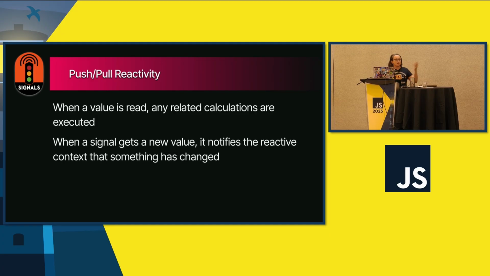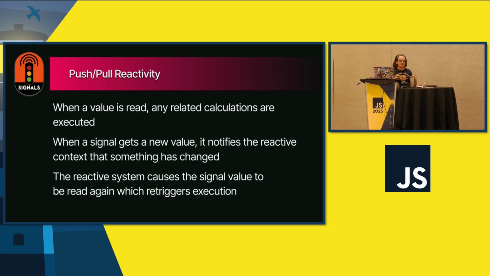So when a signal gets a new value, the signal knows how to notify its consumers that, hey, I got a new value. But then the reactive system that those signals are part of will have to cause the signal value to be read again, which then re-triggers the execution. So there's kind of two parts to it. There's the dependency graph that's capable of saying, hey, I know I have a new value, but then there's the reactive system that dependency graph is inside of that knows how to re-trigger the calculations to run again.